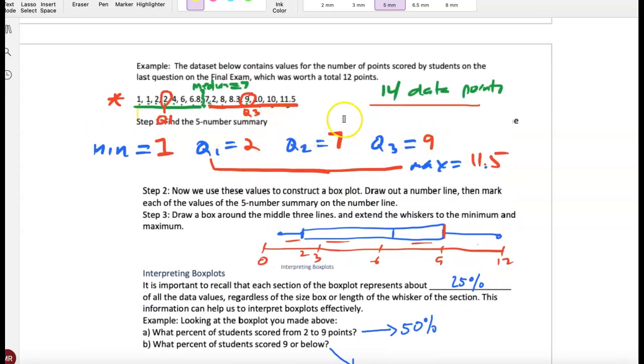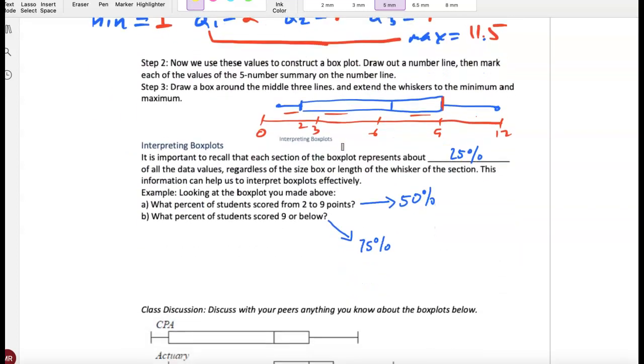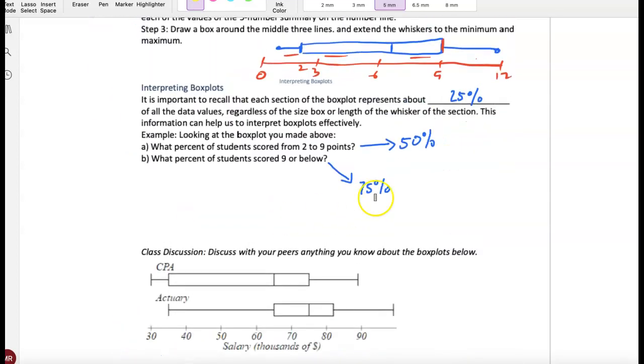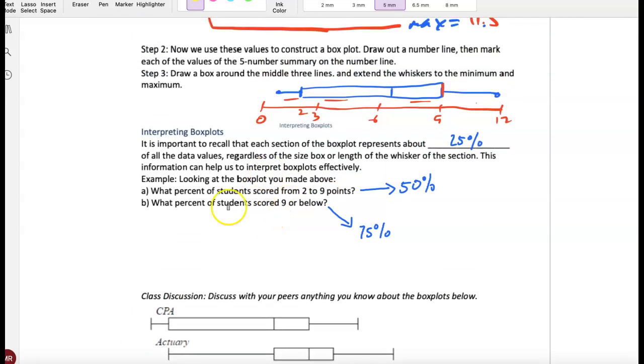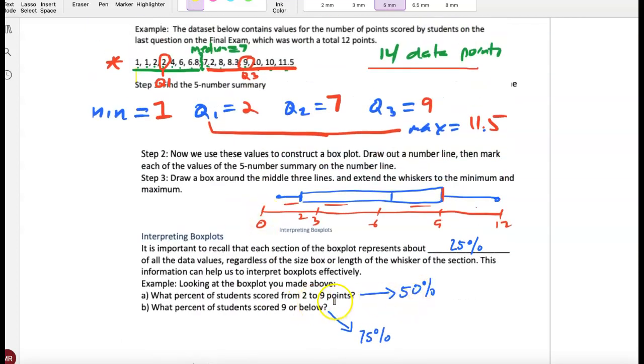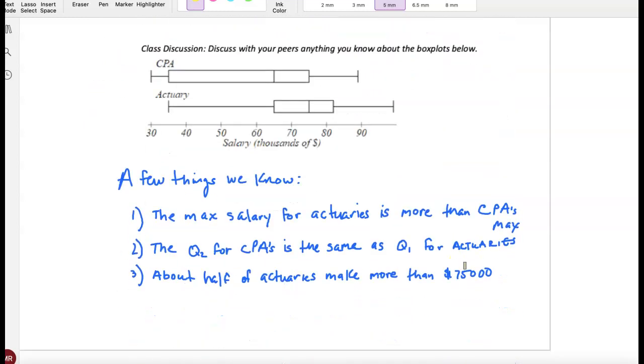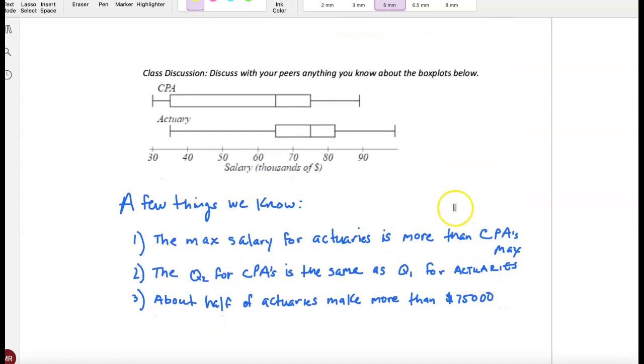But again, this is just a conceptual situation so that you can understand what these values mean, what they are, so that when we have to interpret them, we can then come up with a story, right? Between 2 and 9, 50% of the students scored between 2 and 9 points. What percent of students score below 9? Here's 9. This is 75% of the students, because each piece of the box plot represents 25% of the population, or the sample that we're looking at.